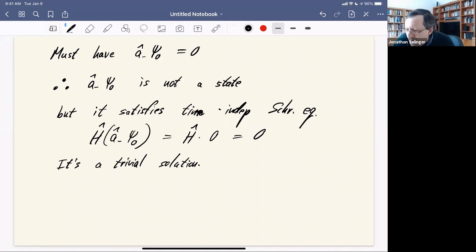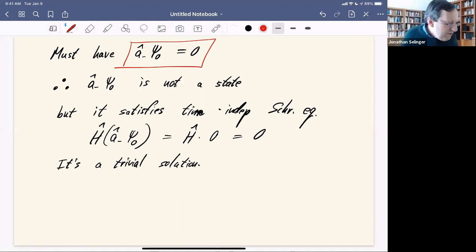It's like the state for a particle in a box if the coefficient in the front is zero, right? It's a nothing. It's a wave function equals zero everywhere. Okay, so we must have that A minus acting on psi zero is zero. Now let's remember what A minus is, and then we can work out what this equation means.